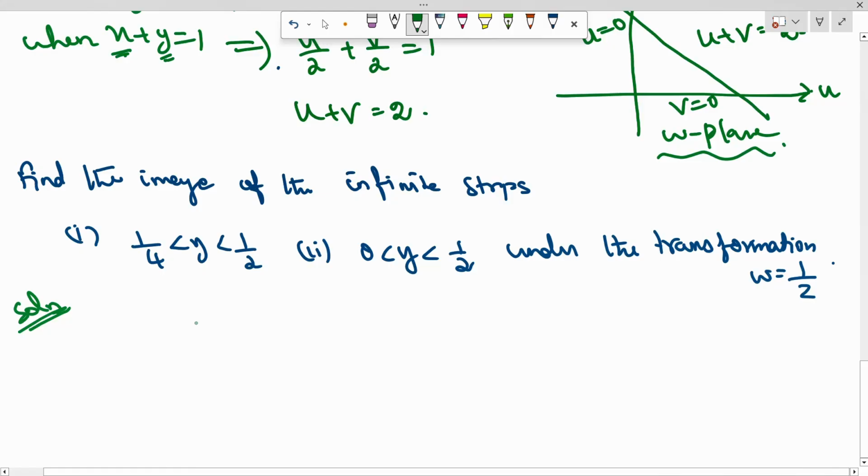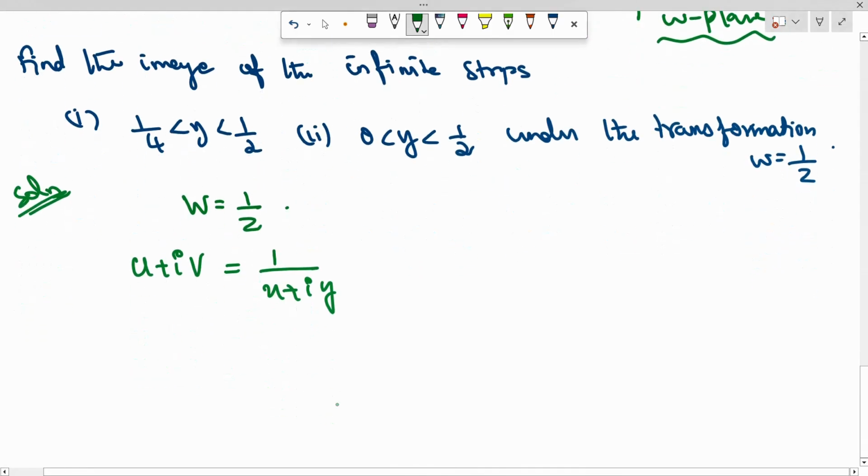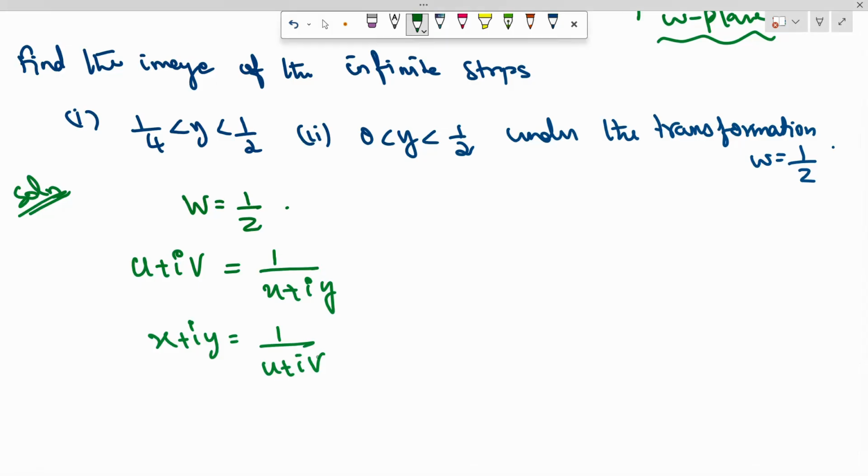The given transformation is w is equal to 1 by z. Substitute here w is equal to u plus iv and z is equal to x plus iy. Now we can write x plus iy is equal to 1 by u plus iv. From this equation we are going to write x and y values.